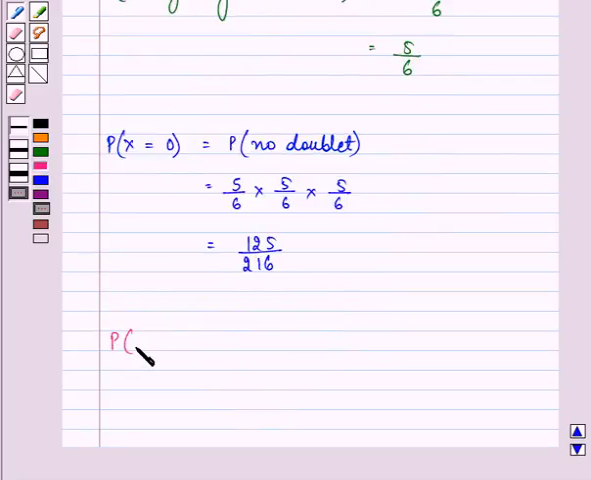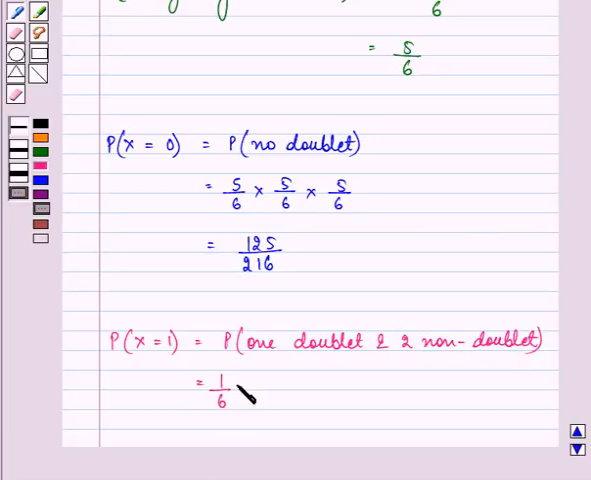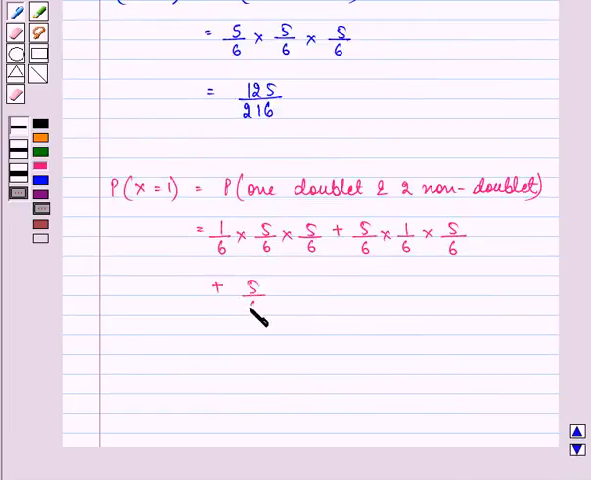Similarly, we will be finding out probability when X is equal to 1. That is, probability of getting 1 doublet and 2 non-doublet. That is equal to 1 by 6 into 5 by 6 into 5 by 6, or 5 by 6 into 1 by 6 into 5 by 6, or we can have 5 by 6 into 5 by 6 into 1 by 6. That is getting a doublet, then a non-doublet, non-doublet, or a non-doublet first, then a doublet, and then a non-doublet, or non-doublet, non-doublet, and then we get 1 doublet.